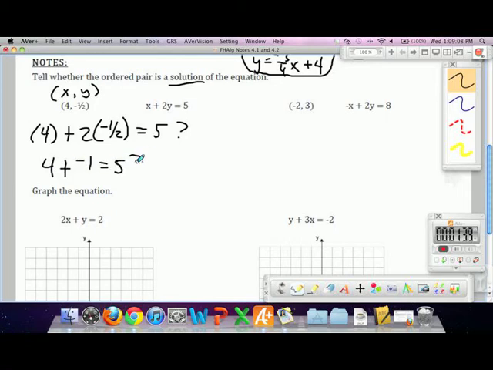So is 4 plus negative 1 equal to 5? It is not. It's actually equal to 3. 3 is not the same as 5. So no, this is not a solution.